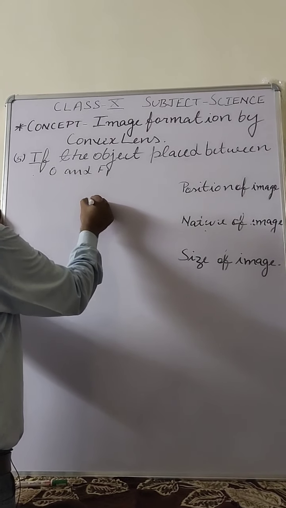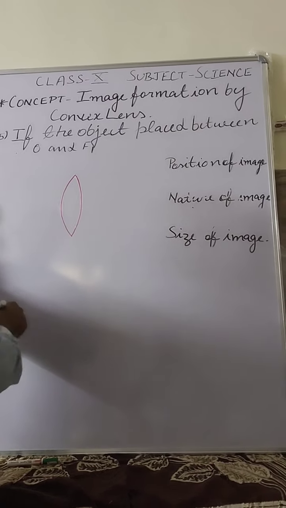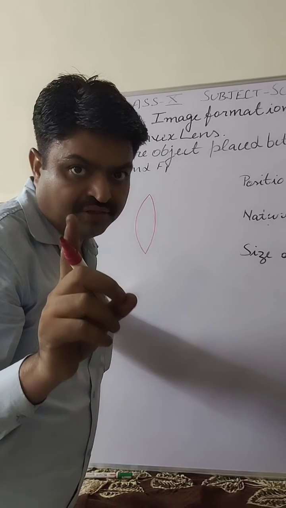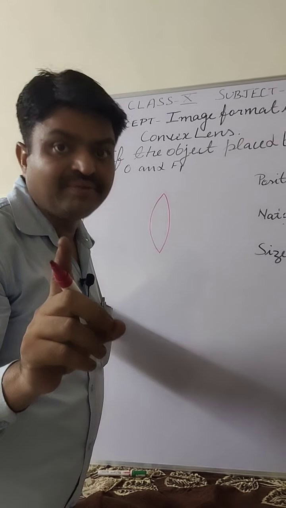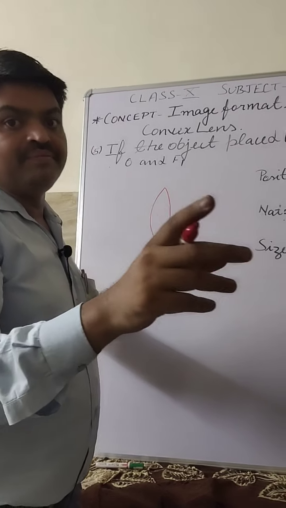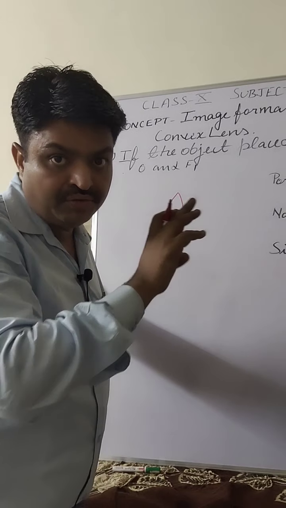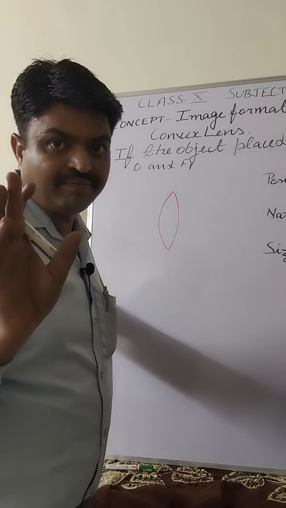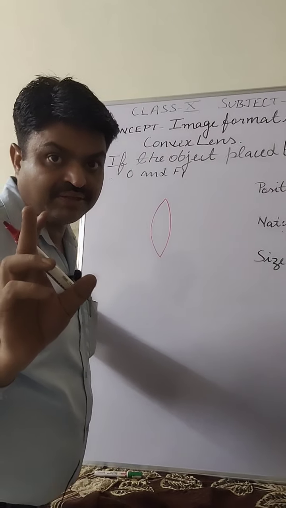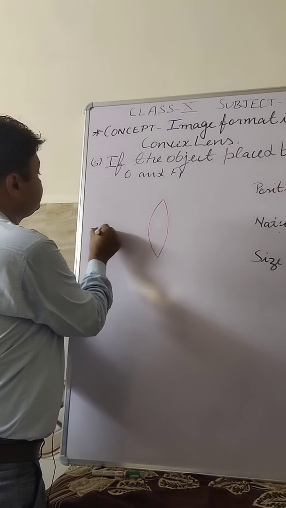So again you will draw the convex lens. Yes, student, I want to tell you one thing: in the exam you will draw these ray diagrams with the help of your pencil or ruler and the compass. You will not use your pen. Means these diagrams you will draw with the help of your pencils. So you will keep this in your mind.